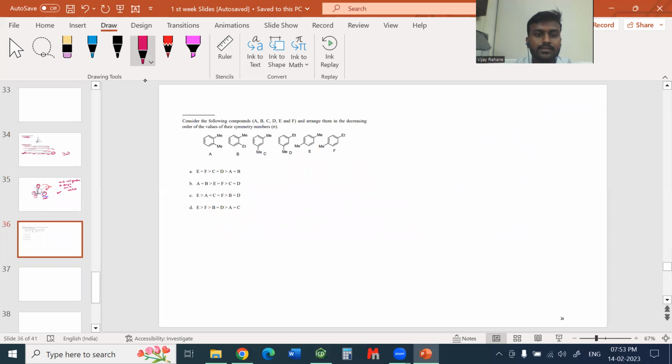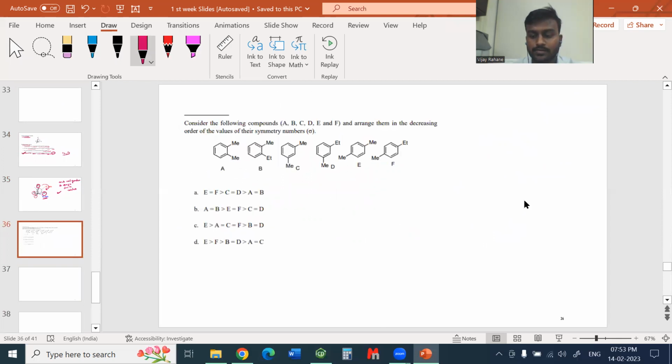We'll take another example. They have given some molecules, and from A, B, C, D we need to arrange them in increasing order of the value of the symmetry number. So we need to arrange these in the order of symmetry numbers.